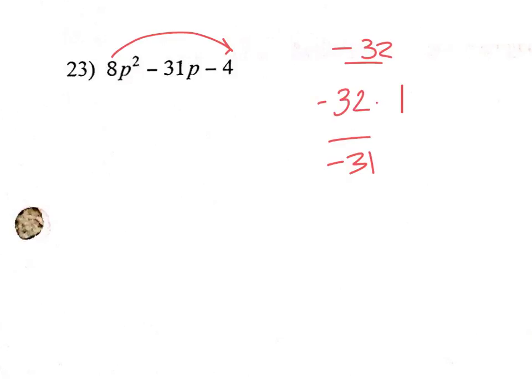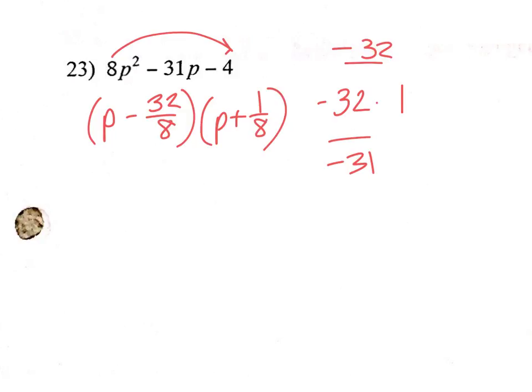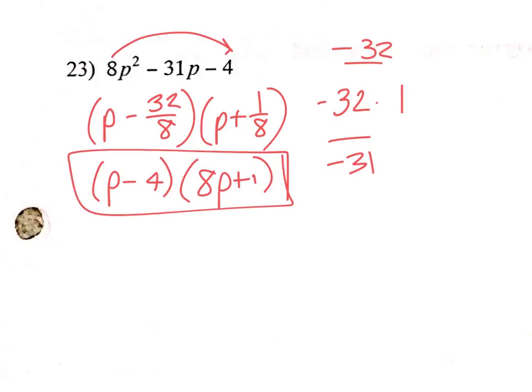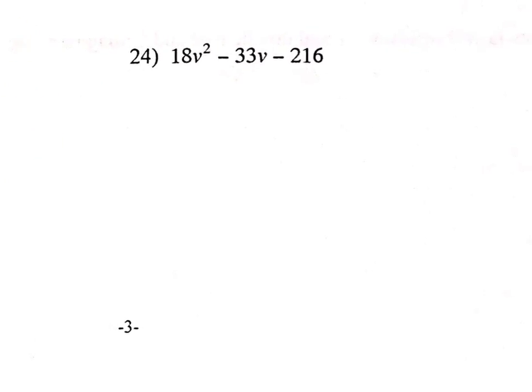So that's going to make my factors p minus 32 over 8 and p plus 1 over 8. I'm putting the over 8 because I moved it. Don't forget that. Divide if you can, so that gave me p minus 4. If you can't, bottoms up, so 8p plus 1. That's my factor set. Last question.